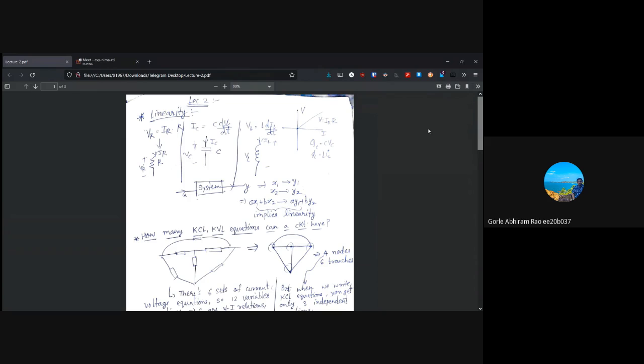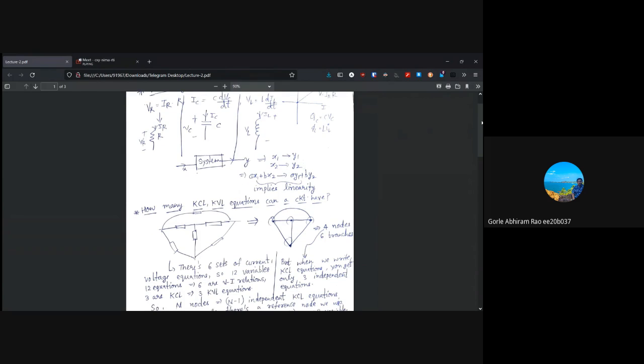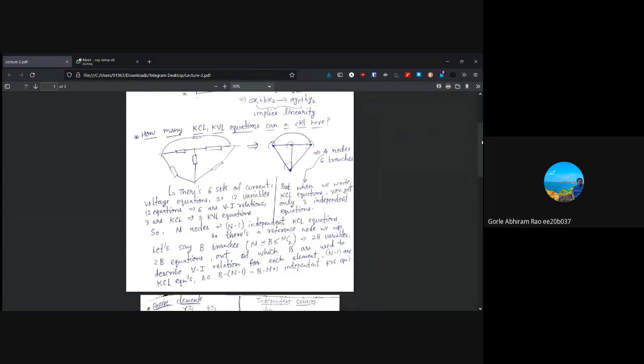But what a linear network or system means is that, let's say for an input of x1 our output is y1, and the output is y2 for an input of x2. So if for an input of ax1 plus bx2 our output is ay1 plus by2, this implies that our system is linear. That is the sort of system we are going to study in this course.